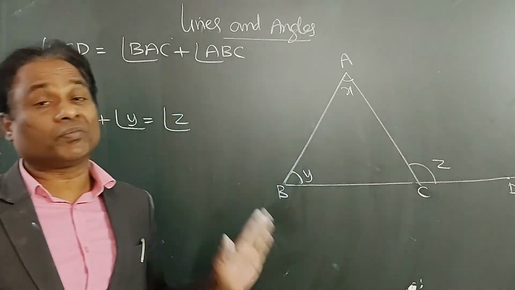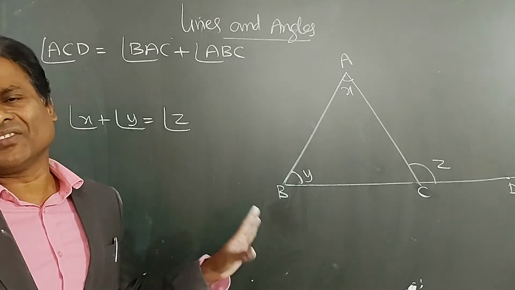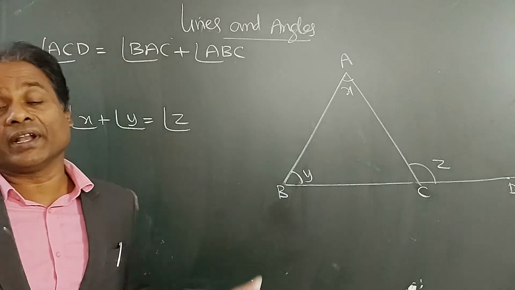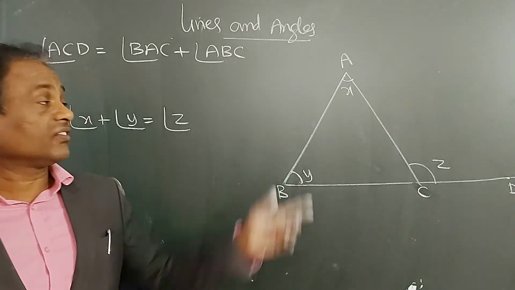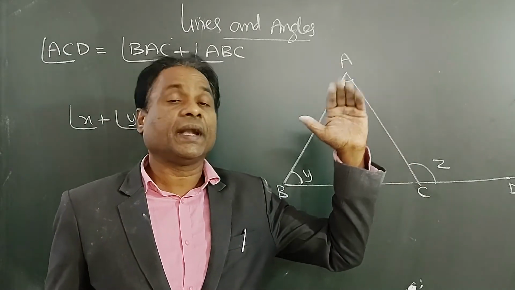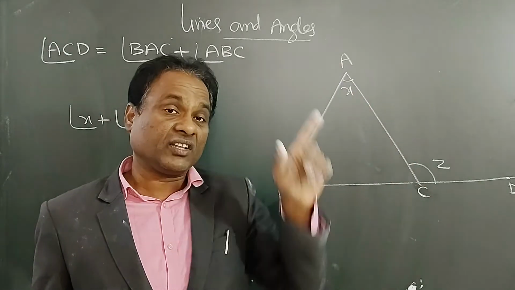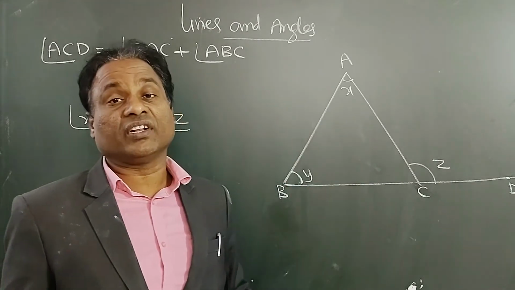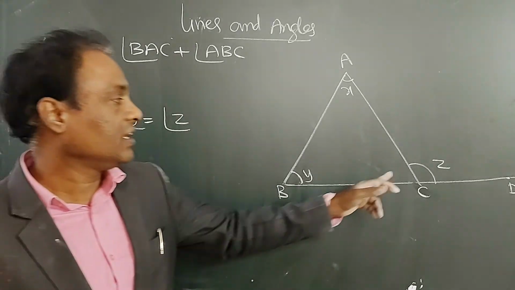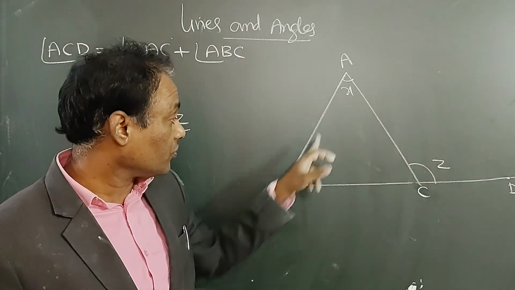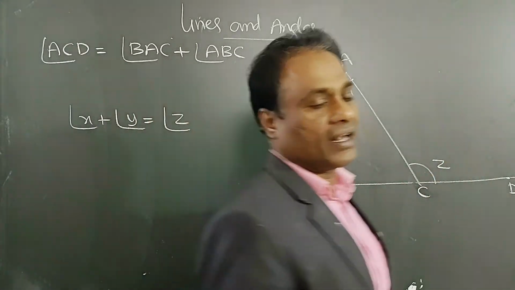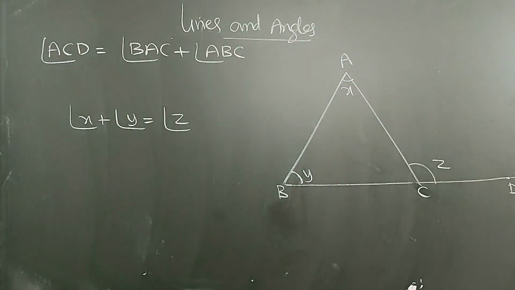Very, very important concept for the next exercise. Of course, we also use alternate angles, supplementary angles, corresponding angles, vertically opposite angles, sum of three angles in a triangle is 180 degrees, perpendicular means 90 degrees, straight line angle is 180 degrees, total angle is 360 degrees. We use all these concepts. In addition to that, one extra concept we got: the exterior angle is equal to the sum of two interior opposite angles, x plus y is equal to z. Write down this and open the textbooks.